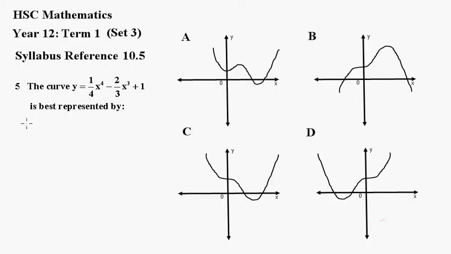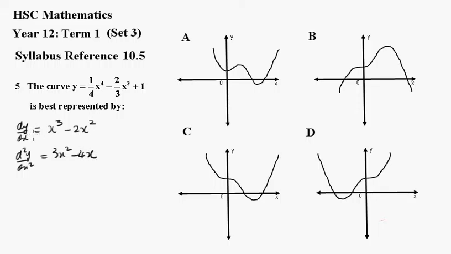So dy/dx equals, the 4 comes down, cancels that 4, so it becomes x cubed. The 3 comes down, cancels the 3, so that's minus 2x squared. Okay, now we'll differentiate that again, and we get 3x squared minus 4x.